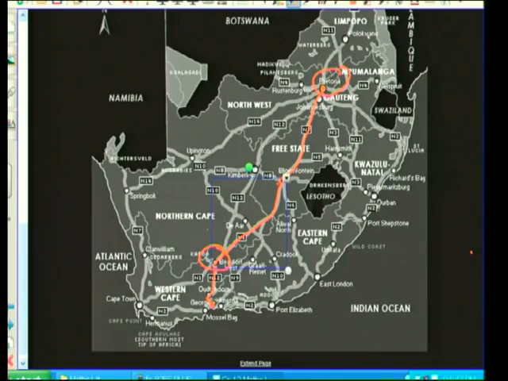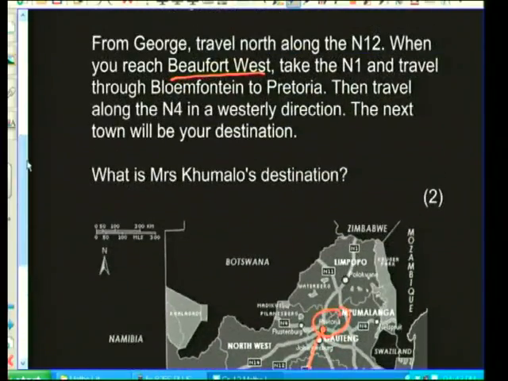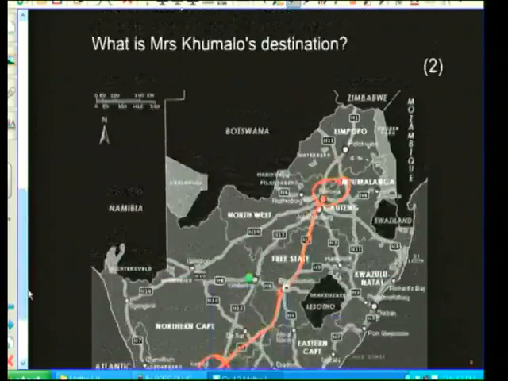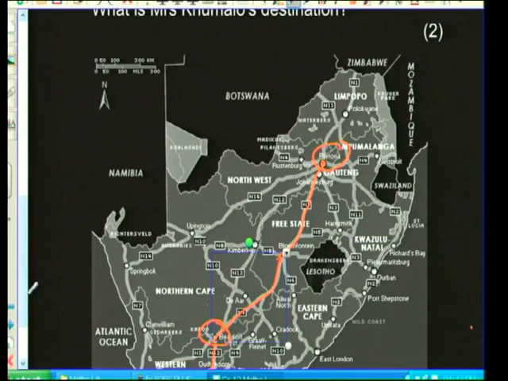Here's Pretoria. Now, what's our next instruction? Our next instruction is to then travel along the N4 in a westerly direction. Now, folks, if north is up here and south is down here, west is this way, hey? So let's go in a westerly direction. The next town will be your destination. So, here we are in Pretoria. We're going in a westerly direction on the N4. Folks, the very next town is called Rustenburg. And so, we've now come into the town of Rustenburg.